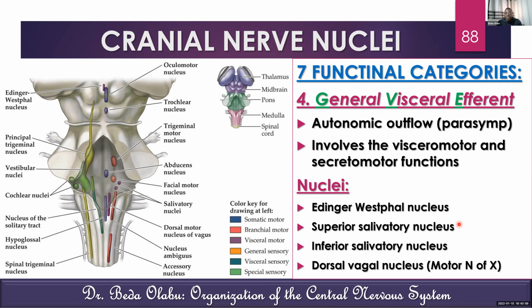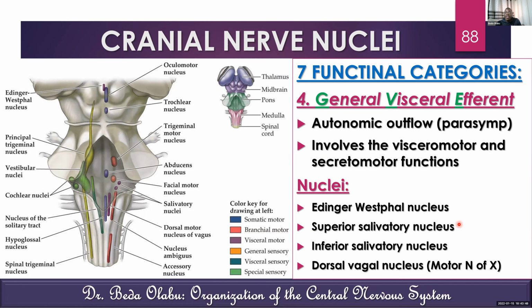Now, we've talked about 4 functional categories so far: GSA, GSE, GVA, and GVE. Those 4 are present both in cranial nerves as well as in spinal nerves. So even a spinal nerve may have a GSA, a GSE, a GVA, or a GVE.